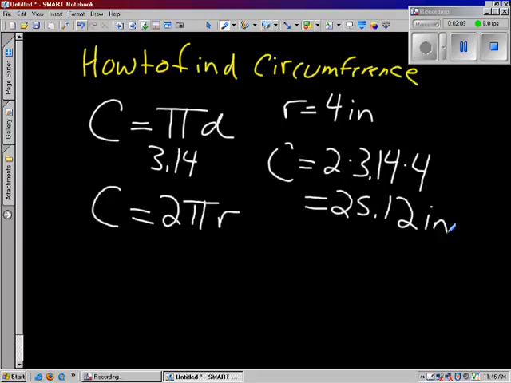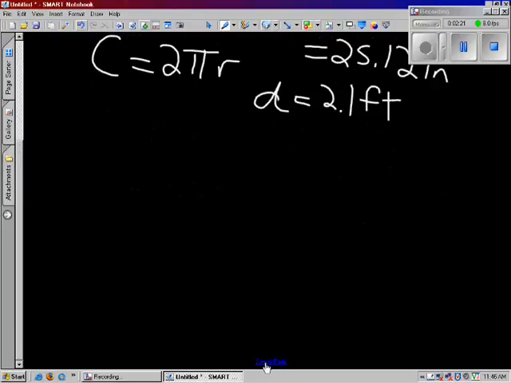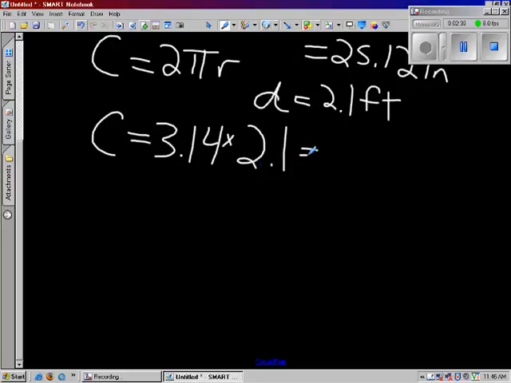Okay? If we're given diameter, let's say I have a circle where diameter equals 2.1 feet, and I want to know what's the circumference. It's actually rather easy. Again, all we have to do is plug it into our formula. Circumference is equal to pi times diameter, which is 3.14 times 2.1. Again, this is not something I expect you to do by hand. You're welcome to do it in a calculator. You can do it by hand if you really want to. That's fine by me. You should get 6.594 feet.